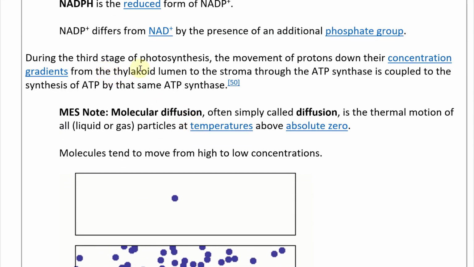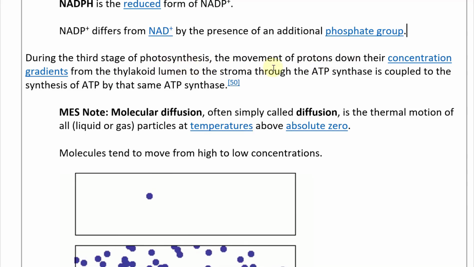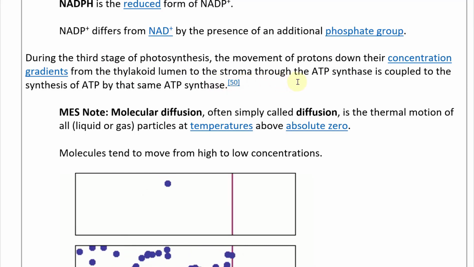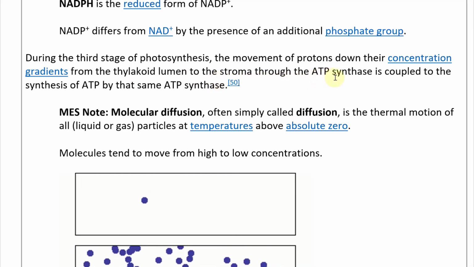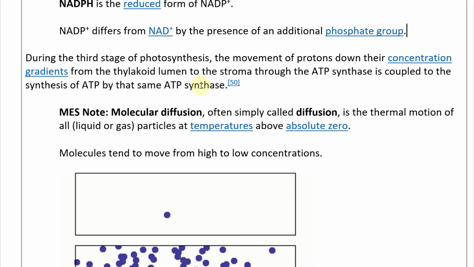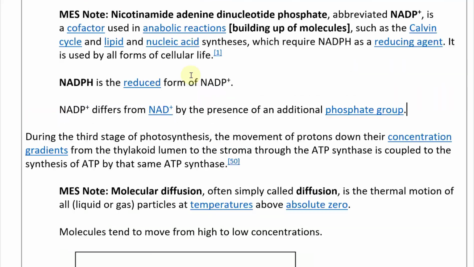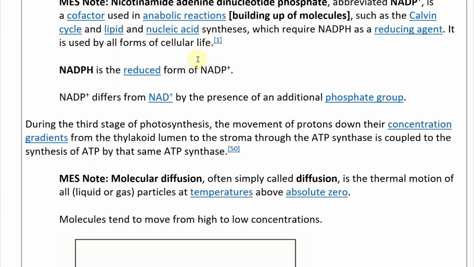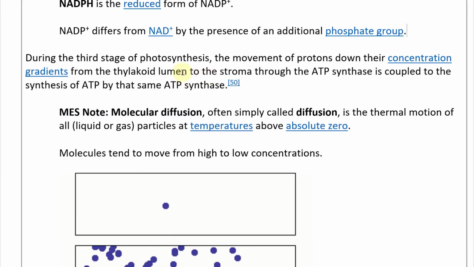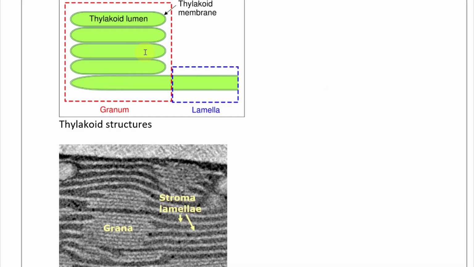During the third stage of photosynthesis, the movement of protons down their concentration gradients from the thylakoid lumen to the stroma through ATP synthase is coupled to the synthesis of ATP by that same ATP synthase. Again, that's an enzyme that speeds up the synthesis of ATP, and it's required in most circumstances. This is the third stage of photosynthesis. Let's look at that again.